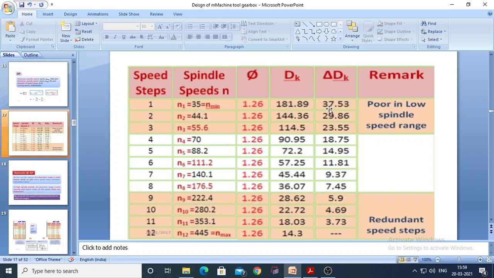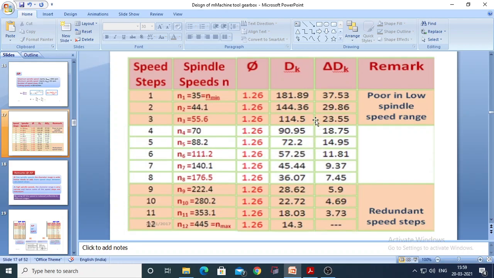check that n1 is equal to 35, then here the diameter range is 37. Here is also the same thing. As the speed increases, if you check the first three steps, the diameter ratio is also reduced. If you get the maximum spindle speed, then again the diameter range is reduced. Hence, a multi-speed drive with geometric progression is poor in spindle speed range. Here also we want to add some speed steps, and here also we want to remove some redundant speed steps.